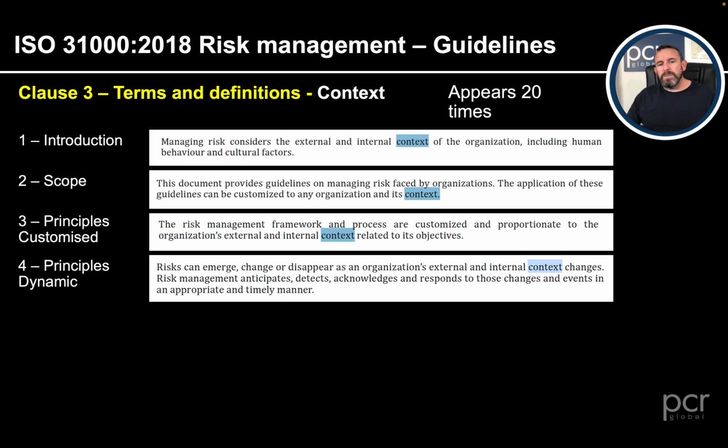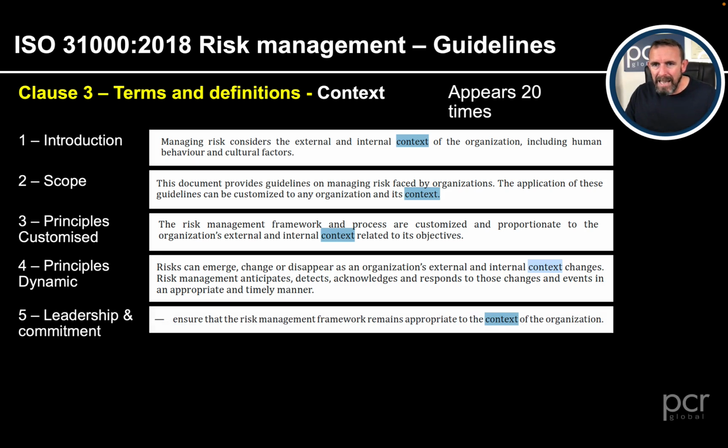Risk management anticipates, detects, acknowledges, and responds to those changes and events in an appropriate and timely manner. The area to focus on here is the actual context. That is linking a change in external or internal context to a change in risks, again, opportunities or threats.